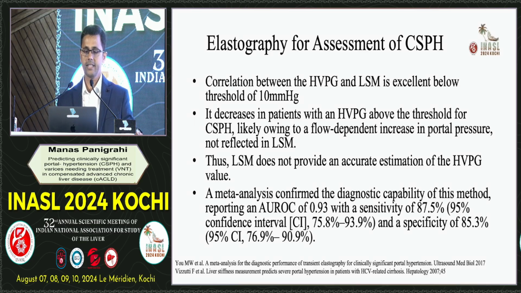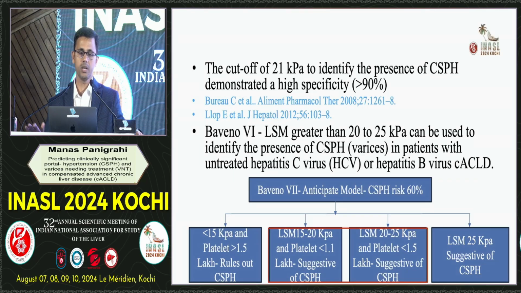Thus, a lot of meta-analyses show the diagnostic capability of this method, having good AUROC score, sensitivity and specificity. A cutoff of 21 kilopascal to identify the presence of CHPS demonstrated a high specificity, and Baveno 6 shows LSM greater than 20 to 25 can be used to identify CHPS in patients with viral hepatitis-induced cACLD.